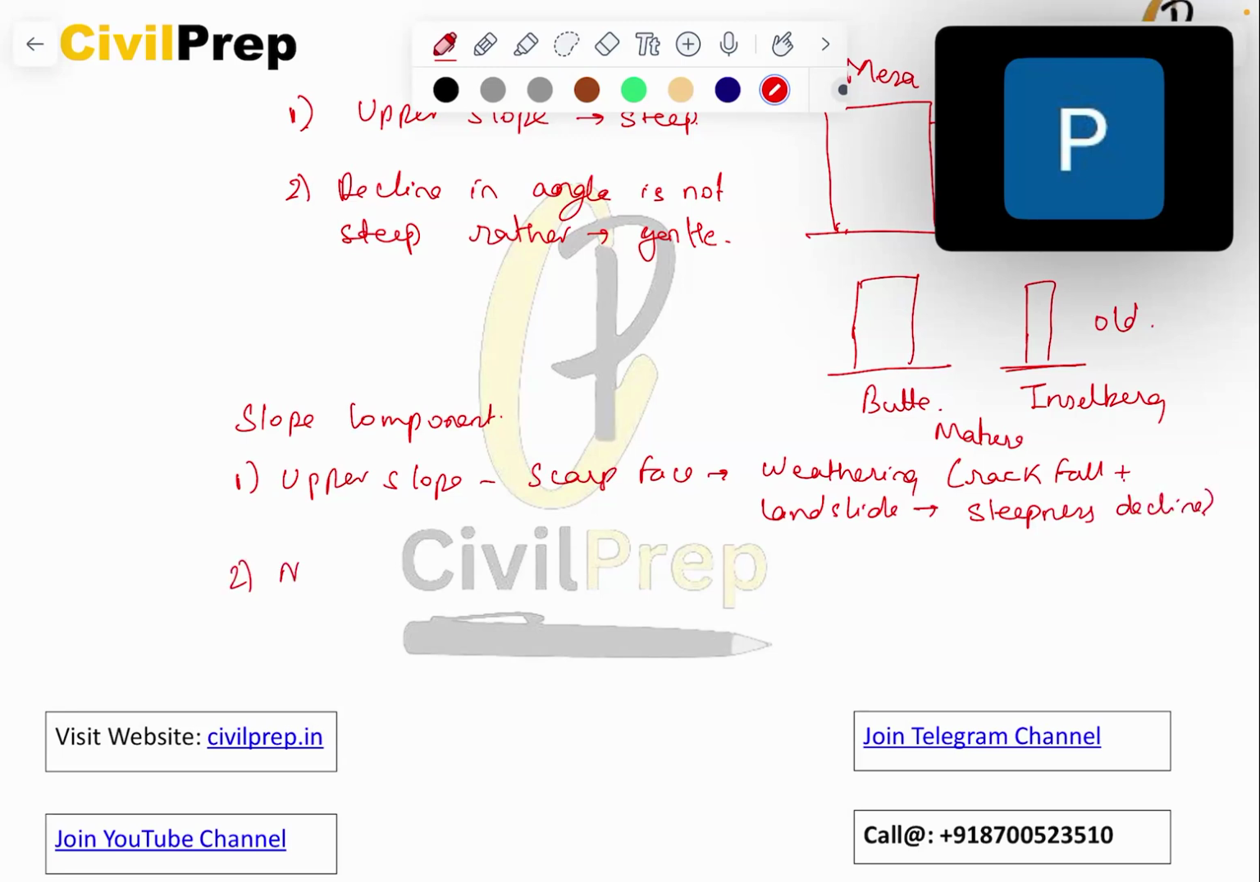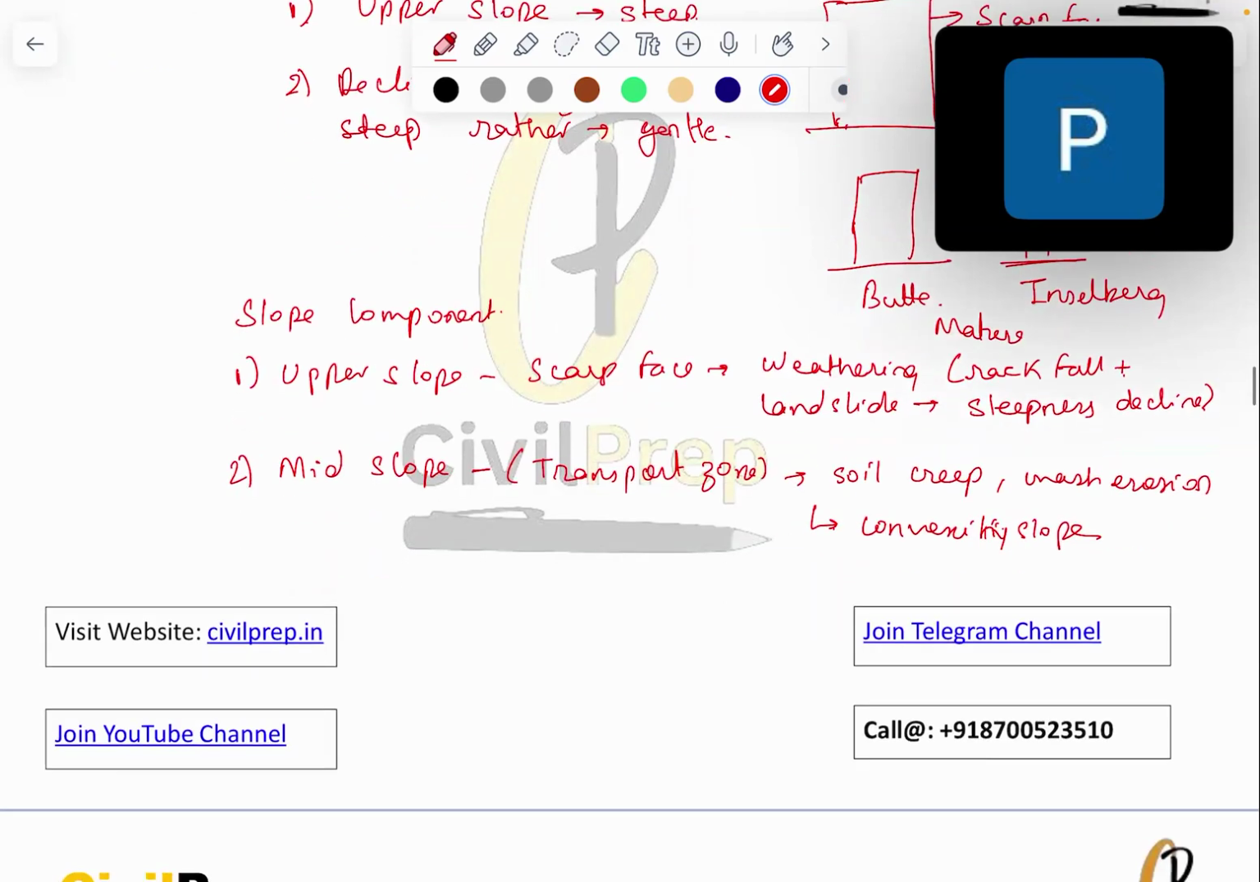Then number two, the mid slope. Okay, this we are taking to a next depth level. This is basically the transport zone, which is dominated by soil creep, then wash erosion, which is basically resulting in a convex slope. Number three, the lower slope. It is the deposition zone.